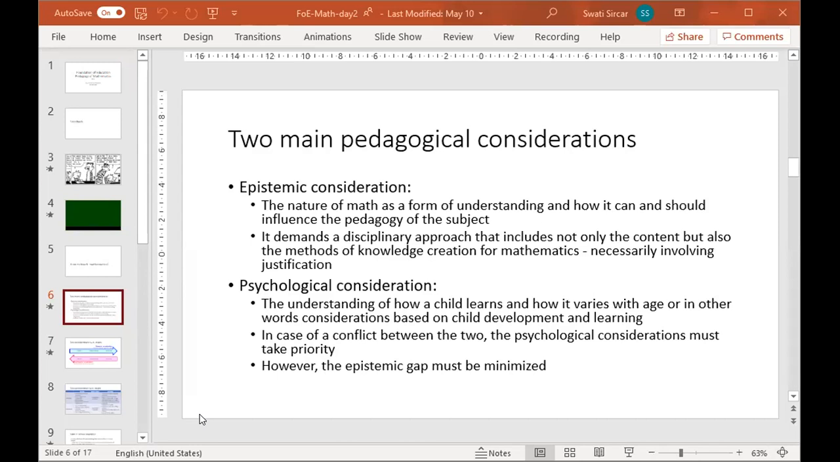So there are two main considerations when it comes to teaching math. One is called the epistemic consideration, basically the nature of math as a form of understanding and how it should influence the pedagogy of the subject. Now, math is different from science in several ways. In science, you independently experiment and verify if that result holds or not, right?